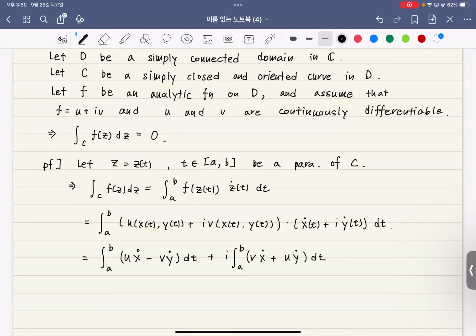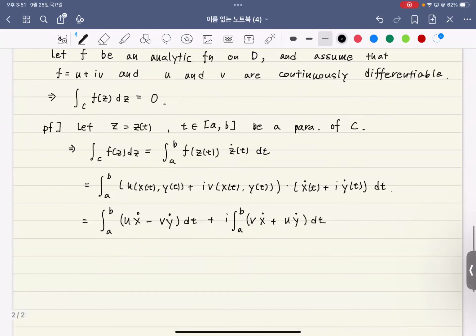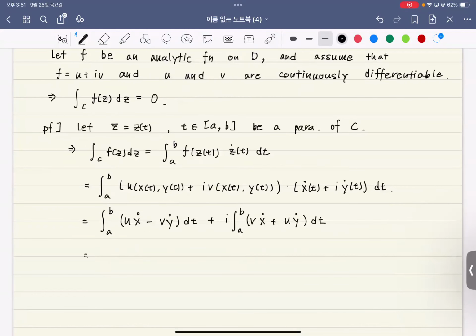These last expressions remind me of something. Do you remember what we did in the multivariable calculus course when we tried to find a line integral over a vector field? This expression precisely represents the line integral of a vector field. Line integral of which vector field? This means the line integral of a vector field whose x component is u and y component is minus v.